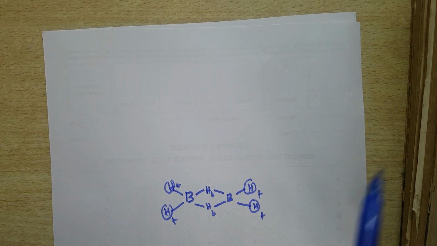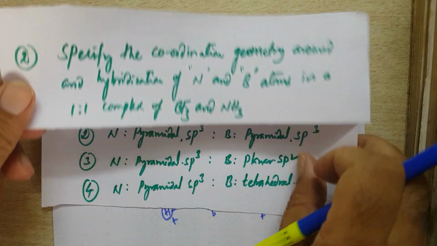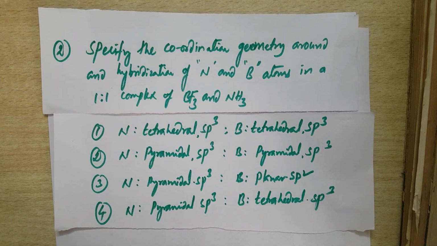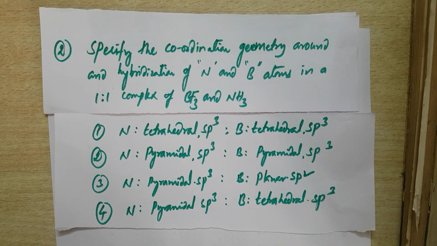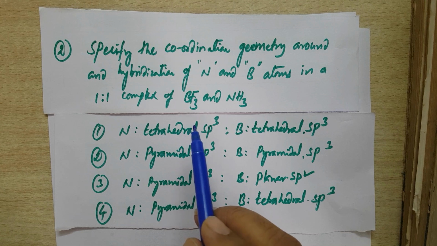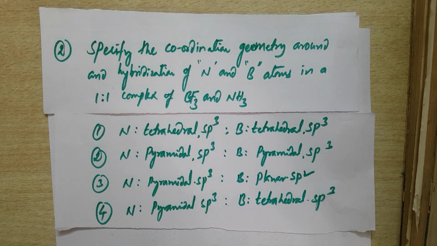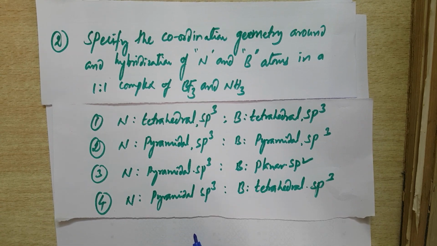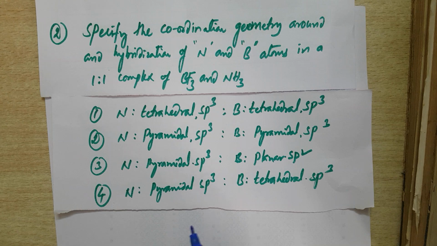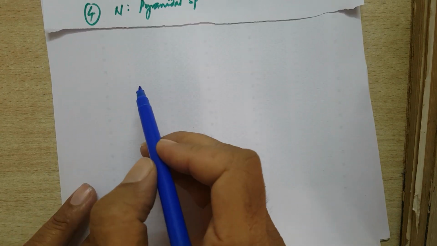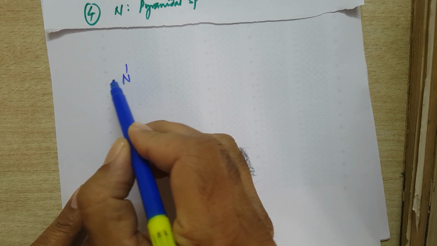And the second bit, this is also related to the boron compound. Specify the coordination geometry and hybridization of nitrogen and boron atoms in the complex of BF3 and NH3. So just imagine the formation of NH3 and BF3. Just see here the structure. This is NH3.